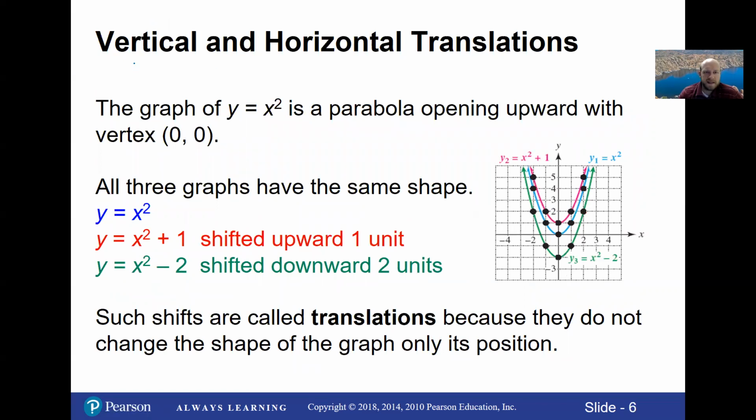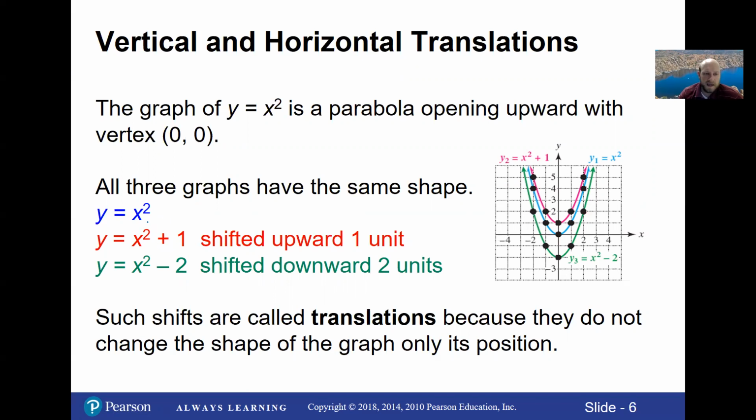Now, the next thing we're going to talk about is vertical and horizontal translations. We already know that the graph of y equals x squared is a parabola opening upward with a vertex of 0, 0. That's this blue graph right here. All three of these graphs have the same shape because they're all x squared, the highest exponent. Actually, they only have an exponent of 2, but they could have x squared plus x plus 1 or something, and they'd still be in the shape of a parabola.